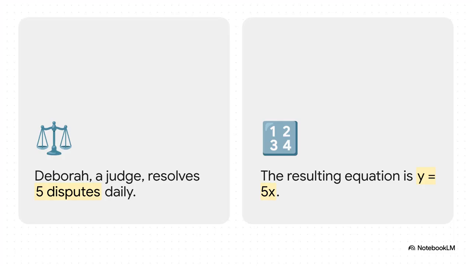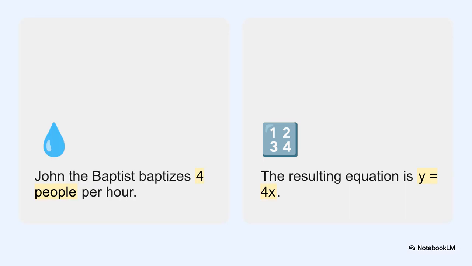So first up, we have Deborah, a judge from the Old Testament. The problem says she resolves 5 disputes a day, so her equation becomes Y equals 5X. Simple enough. Next, we jump to a New Testament figure, John the Baptist. He's baptizing 4 people an hour. So what's the equation? You guessed it, Y equals 4X.